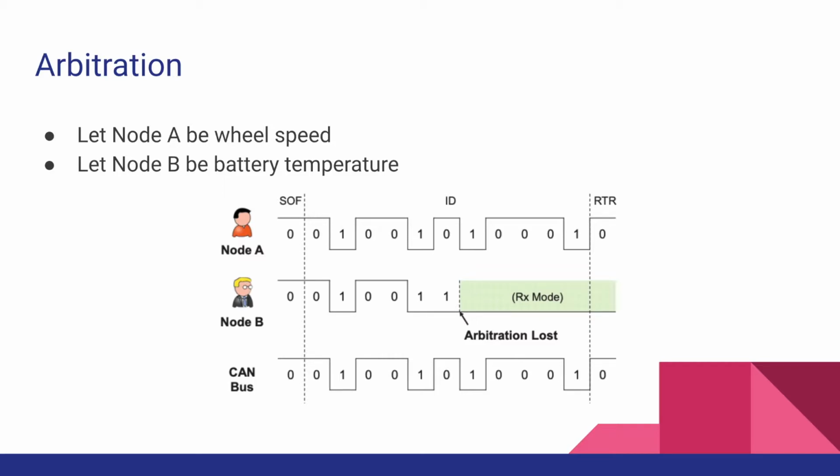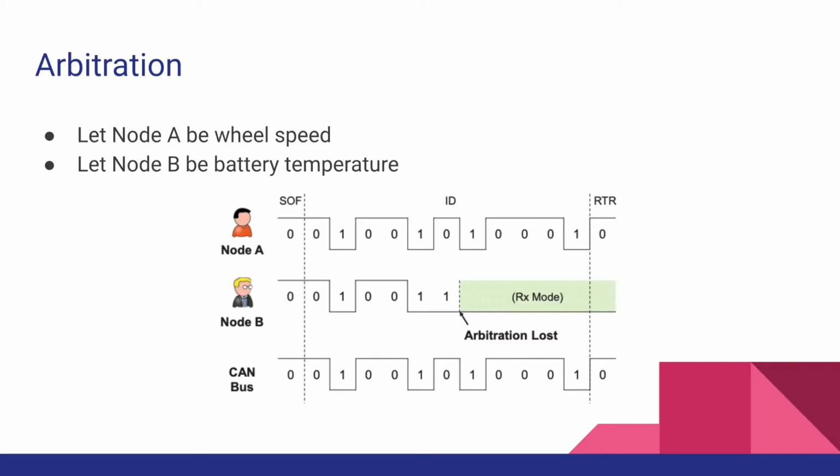Then, during transmission, each node sends its frame one bit at a time and monitors the actual output that comes on the CAN bus, which is why we have in this image node A, node B, and on the bottom the actual CAN bus output. So as an example, let's assume that node A be some data being sent by an ECU somewhere that has the wheel speed, and let node B be the battery temperature. So here we see node A and node B have the same first few bits, but in the middle, we see that node B has a 1, whereas node A has a 0.